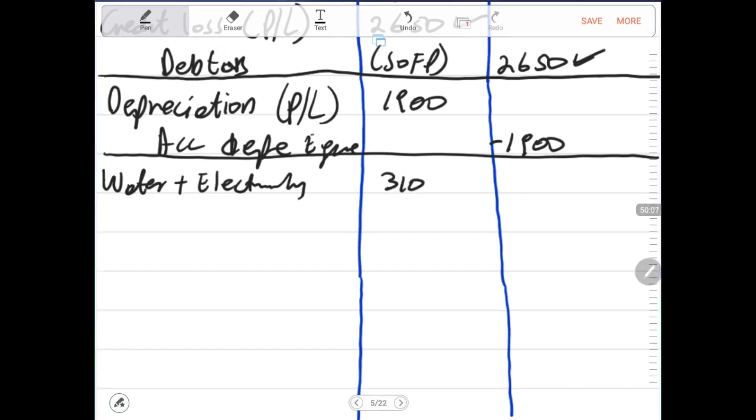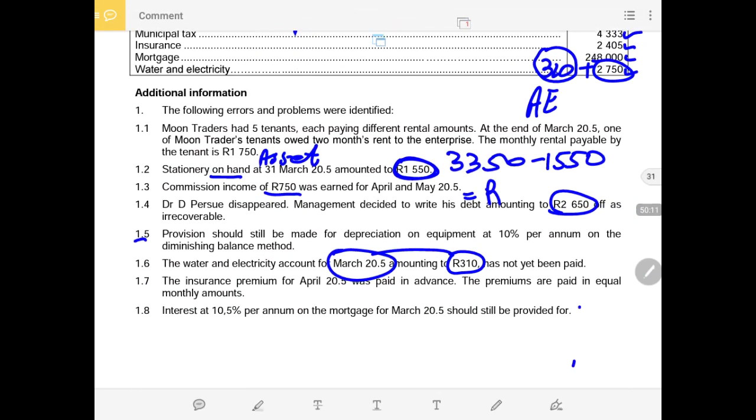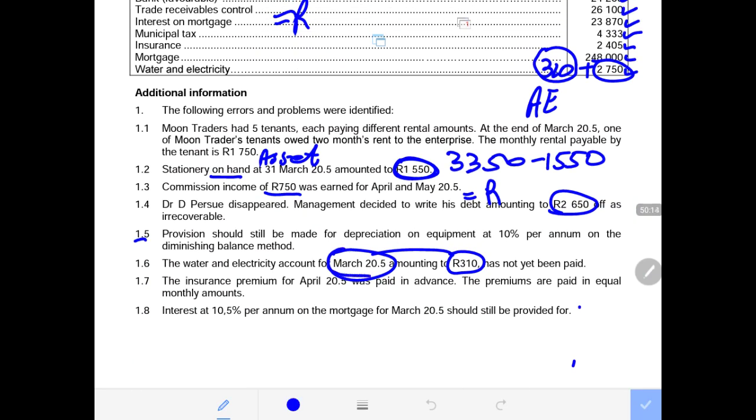Why do we increase this? Because the amount of 310 was not yet paid, but it was supposed to be paid because it belongs in the current year. They said that has not yet been paid. Hence I said that all expenses that we see in the trial balance are the expenses already paid. So we paid 2,750, but we have not paid 310 for the month of March. So now that is very, very clear.